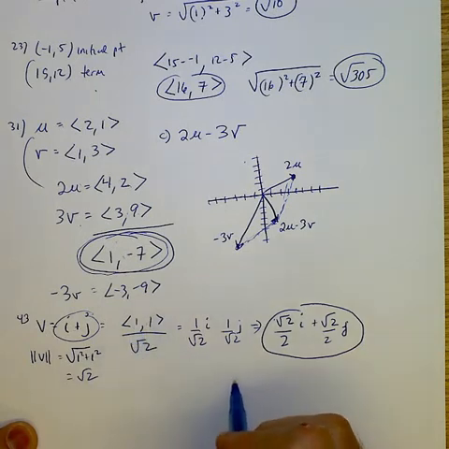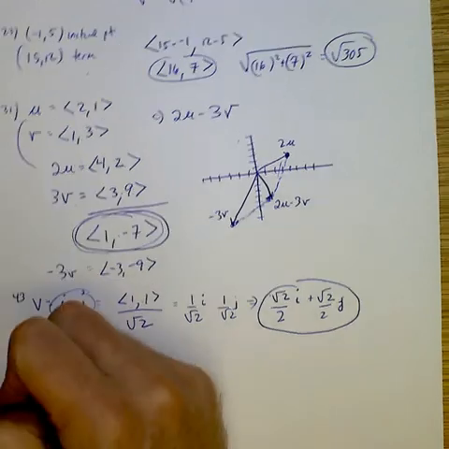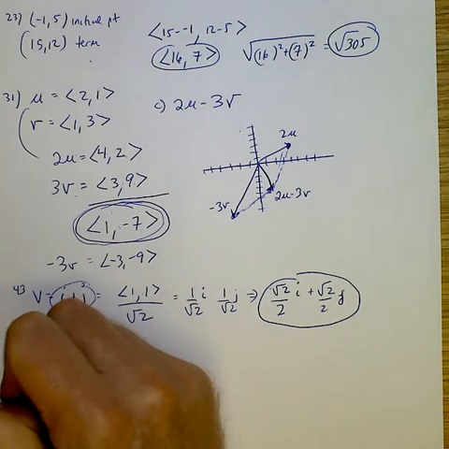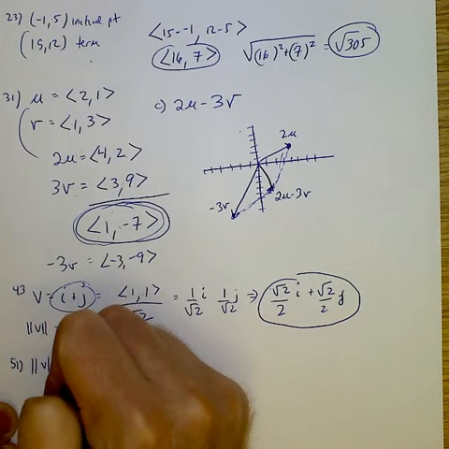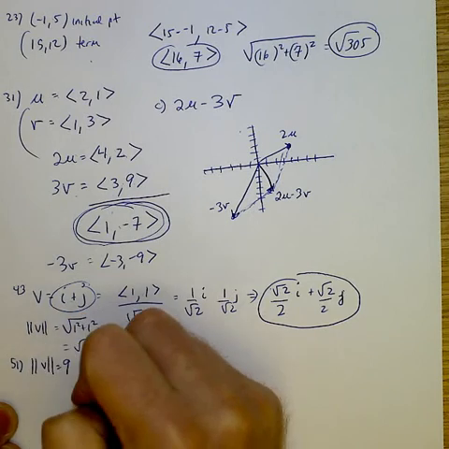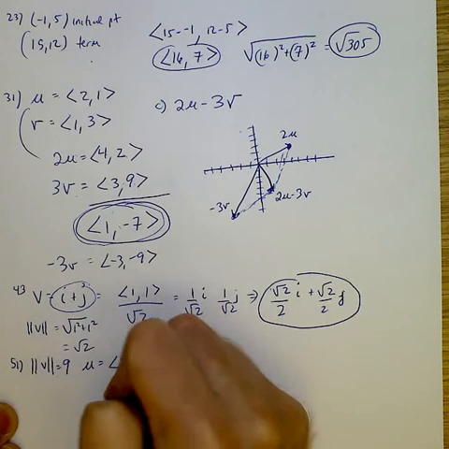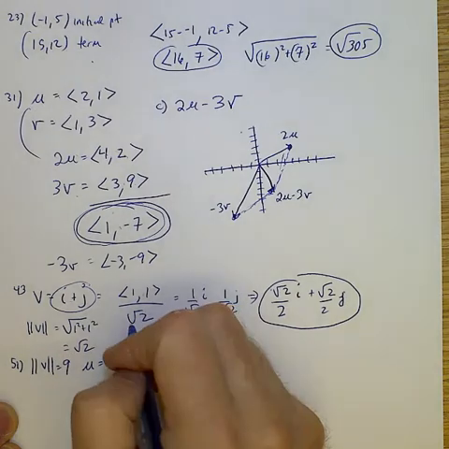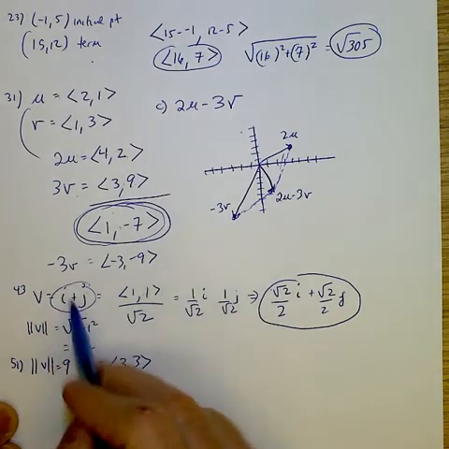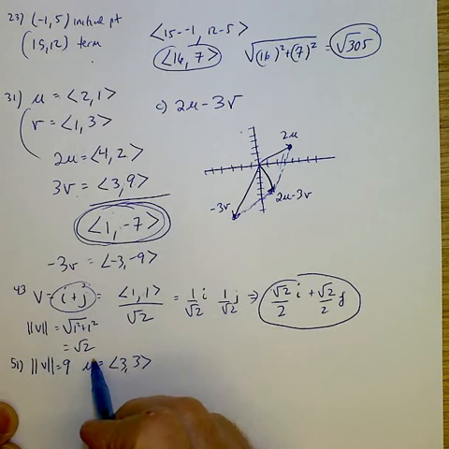Alright, let me go ahead and do one last problem for you. Let me do number 51. In number 51, you're given the magnitude of a vector equals 9, and you're given the direction vector u, and you're asked to find the vector v with the given magnitude in the same direction. So it's a little bit similar to this, but not entirely.